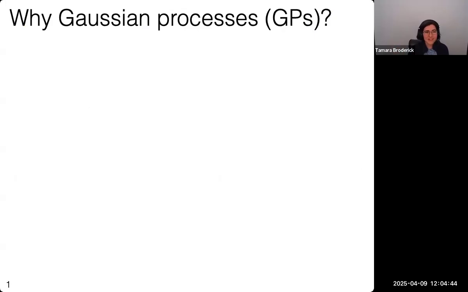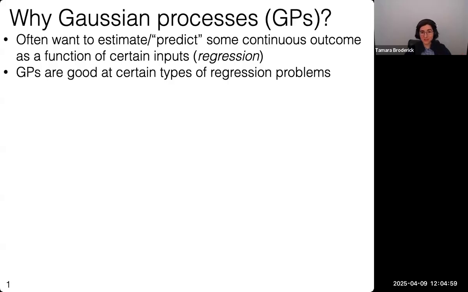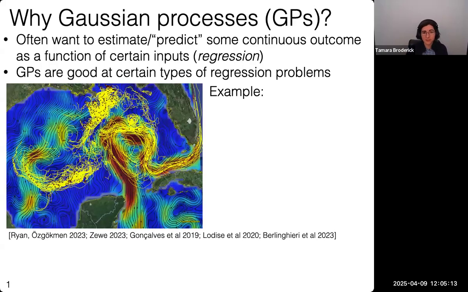So again, before we get into technical details, let's talk about why we are thinking about Gaussian processes. At a very high level, we often want to estimate some continuous outcome as a function of certain inputs. This will often be called prediction when we're talking about regression. I think it will be helpful to illustrate with some really concrete examples, which I'm going to get into on this slide and the next one. And the thing we're going to see in these examples is that Gaussian processes are really good at certain types of regression problems.